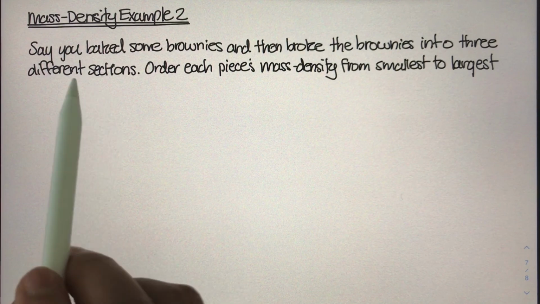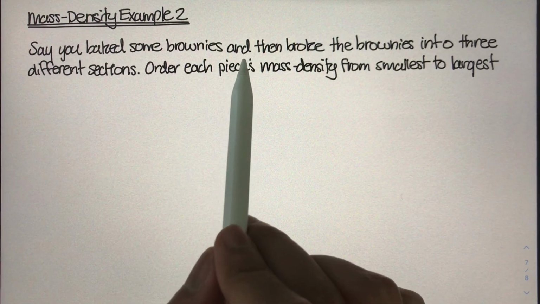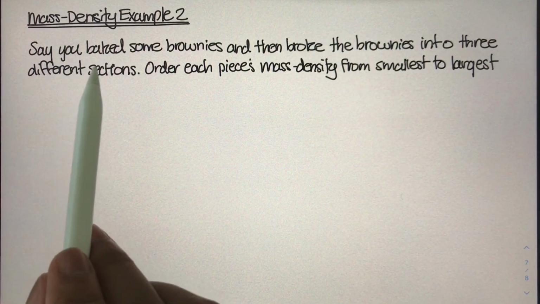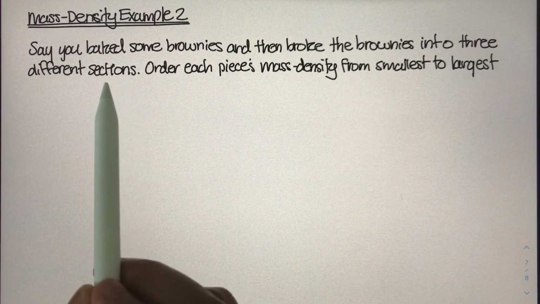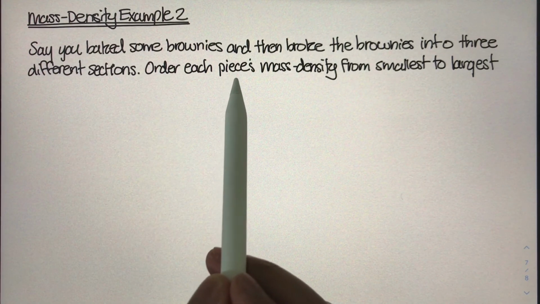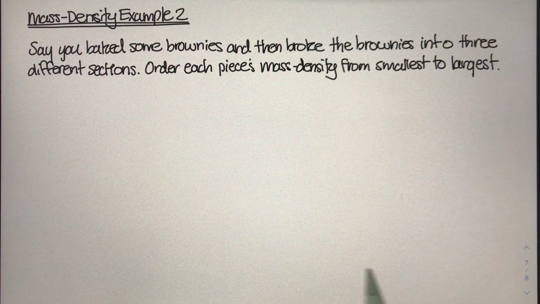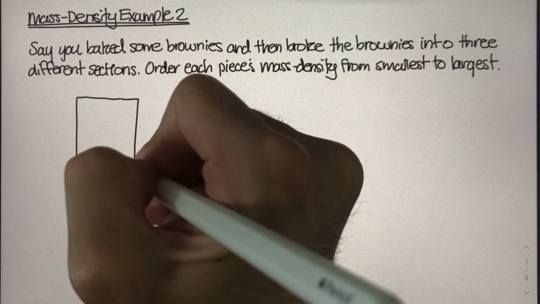So in this example, let's say you baked some brownies in a pan, and then you broke those brownies into 3 different sections, and each section is going to be a different size, right? A different volume. So the question is, order each piece's mass density from smallest to largest. So let's draw a diagram here to really understand this problem.